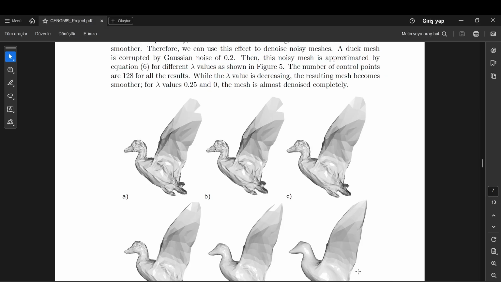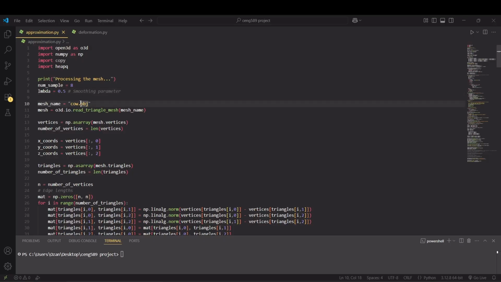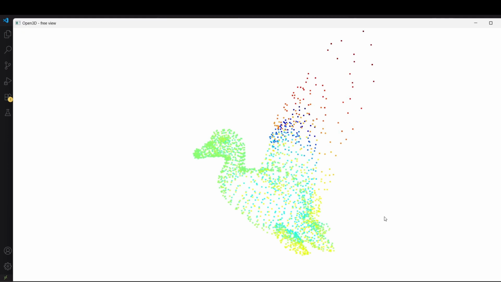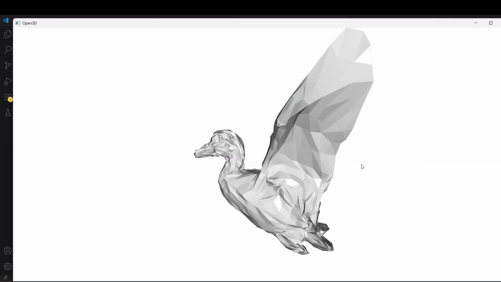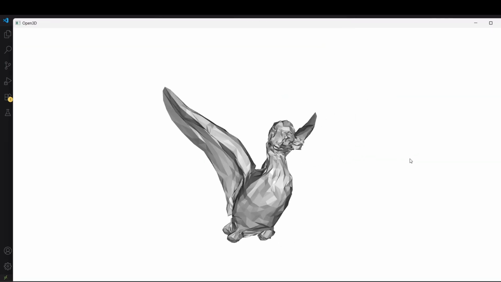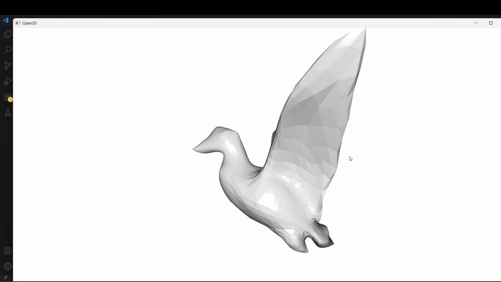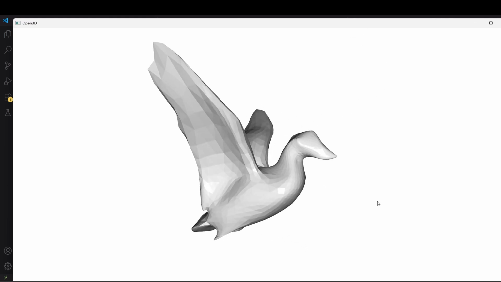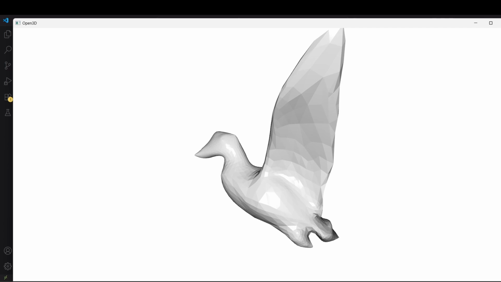So let's look at the code again. I'll change the mesh name, and I'll use 128 points, and let's make lambda 0 and run the program. So these are the FPS points, and this is the original mesh, which is noisy, and this is the result mesh. As you see, the resultant mesh is much smoother.